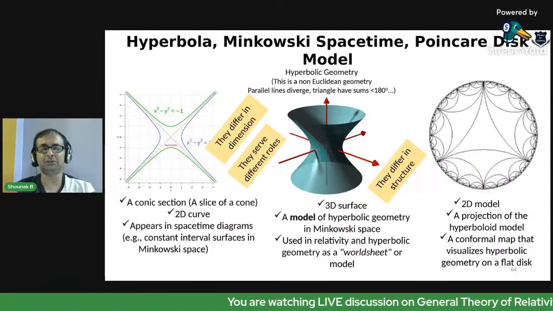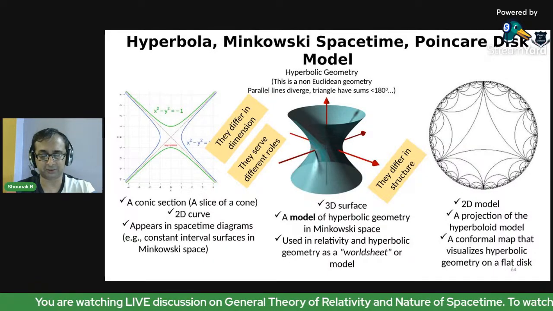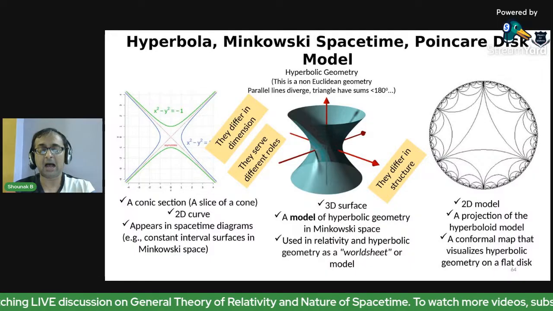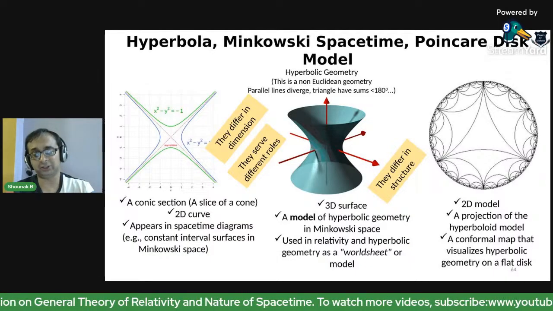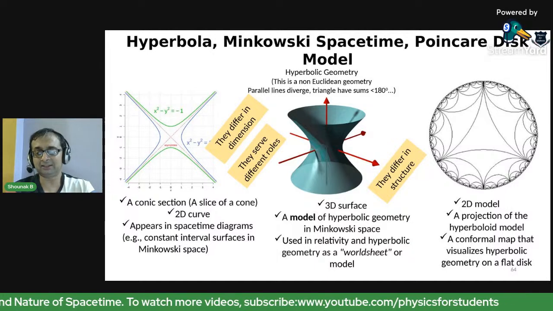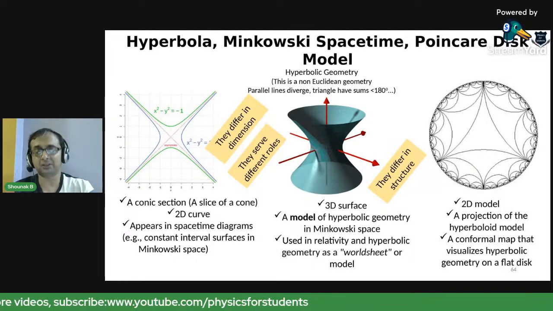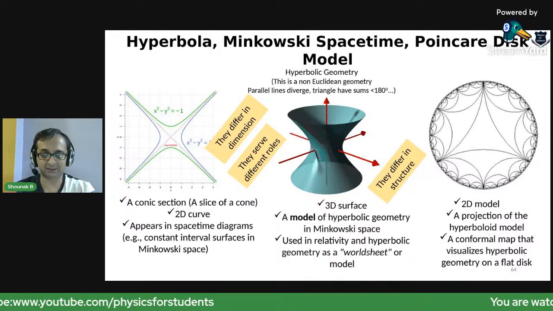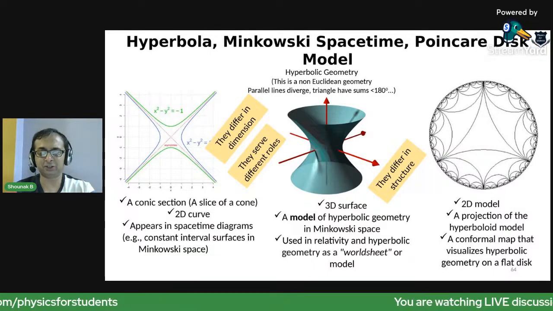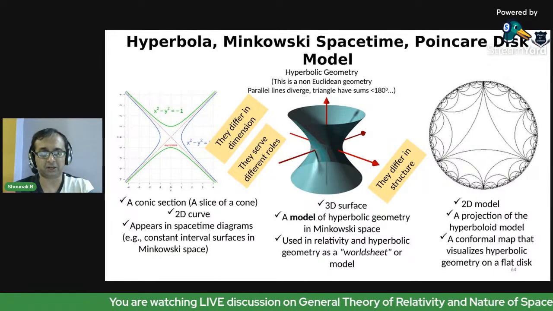Why? Here you see that a hyperbola comes out of conic section, a two-dimensional curve. A hyperboloid is a three-dimensional shape. And to get a two-dimensional model, this is a projection of the hyperboloid, the three-dimensional model, on a surface which makes up the Poincare disk. So obviously they differ in dimension because this is two-dimension, this is three-dimension. They serve different roles and they are different in structure.